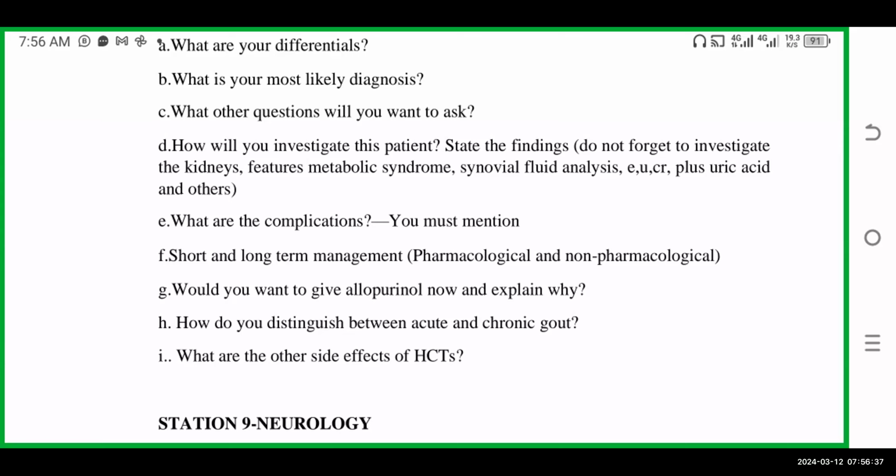components of the metabolic syndrome. Then we might want to investigate the joint with imaging, and we might do more specific investigations depending on what the patient might have. I'll be leaving in 2 minutes.